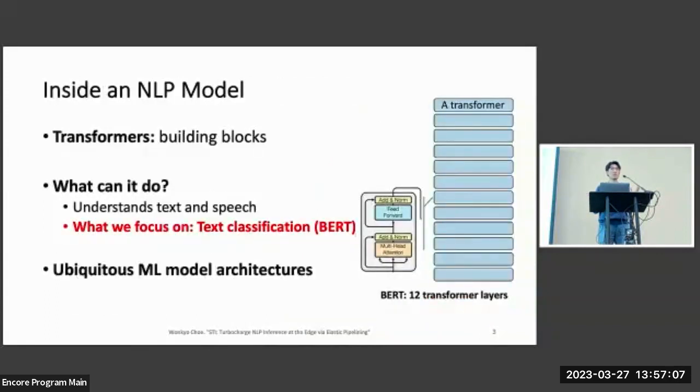There are multiple NLP models, but the recent trend is to use a transformer-based model. The transformer is a building block that constitutes a layer in a neural network architecture. At a high level, it helps understand the given text and spoken speech better. There are two popular NLP models, generative models and classification. What we focus on in this paper is text classification, or BERT.